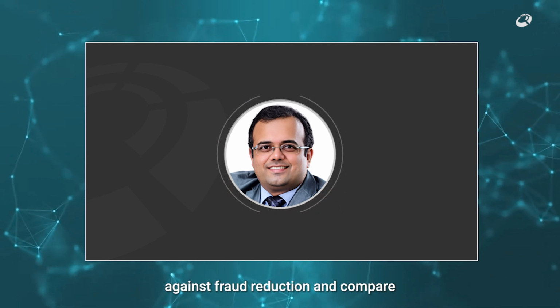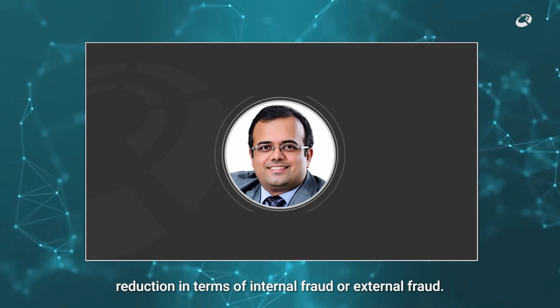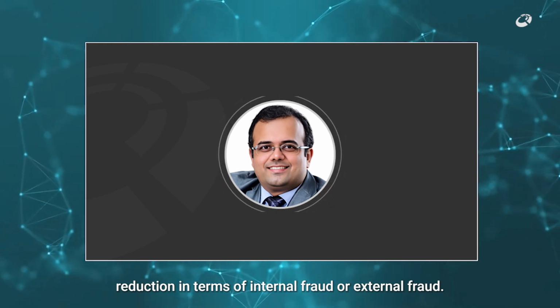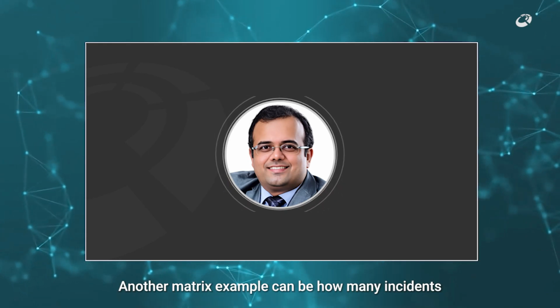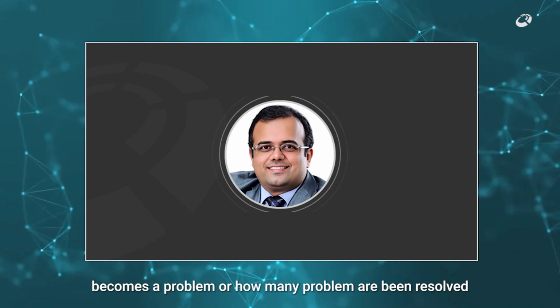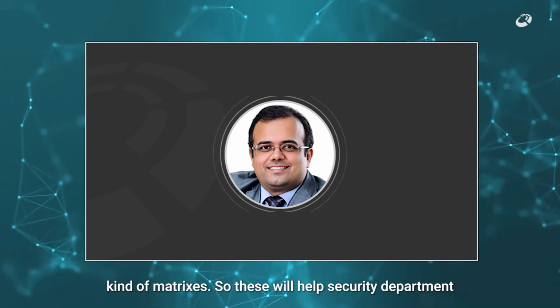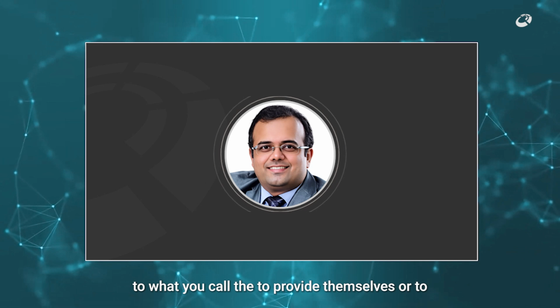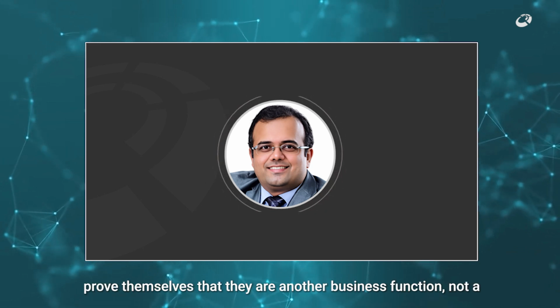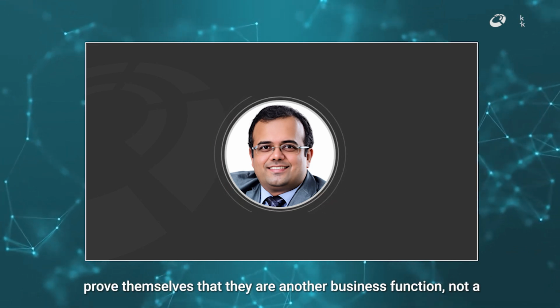I can give an example. One of the metrics is to measure the performance of security, checking security against fraud reduction and comparing with the previous year, previous month, or previous quarter. What is the reduction in internal fraud or external fraud? Another metric example can be how many incidents become a problem, or how many problems have been resolved. These help the security department to prove themselves as another business function, not a cost center.